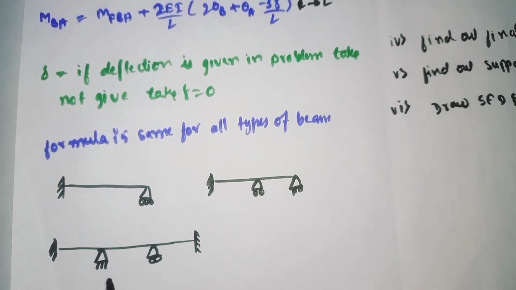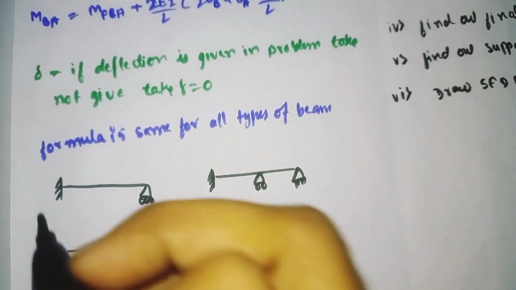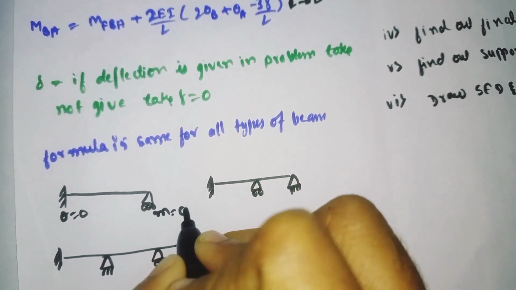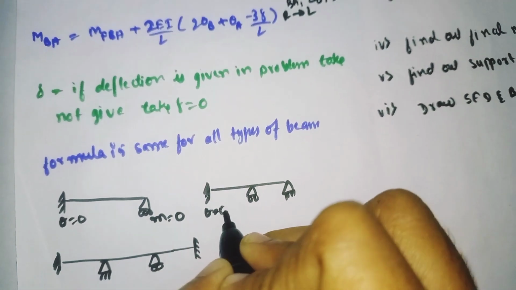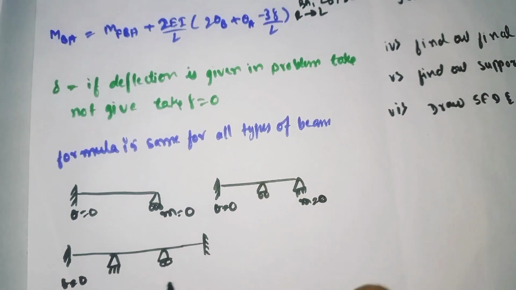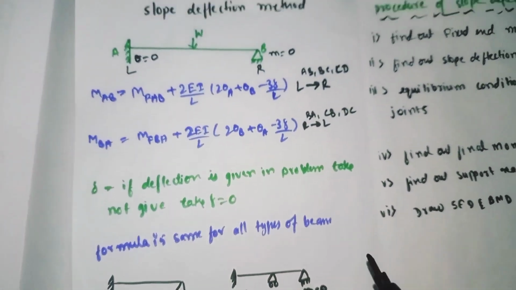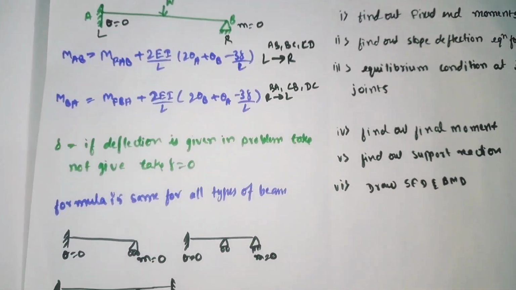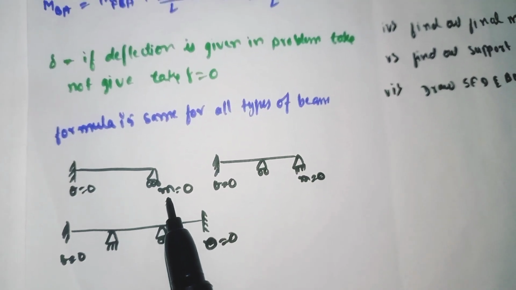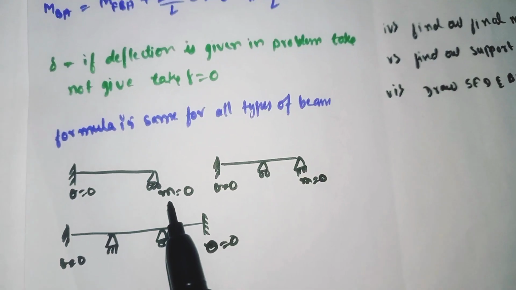Here also the formula is the same for all types of beam. Here what happens: at a fixed end our theta is equal to 0, and at a roller our moment is equal to 0. We need to remember this: theta means slope, which is equal to 0 at the fixed end. The bending moment is equal to 0 at a simply supported end, because at a simply supported end our bending moment value is 0.